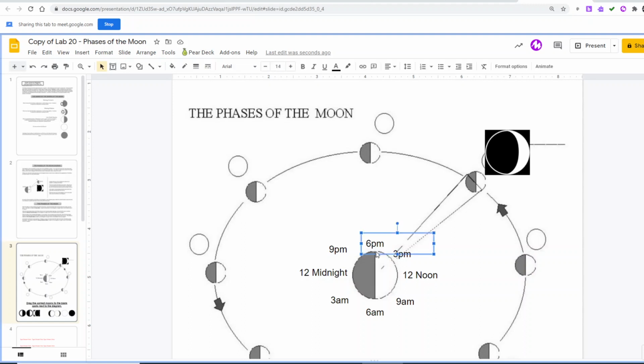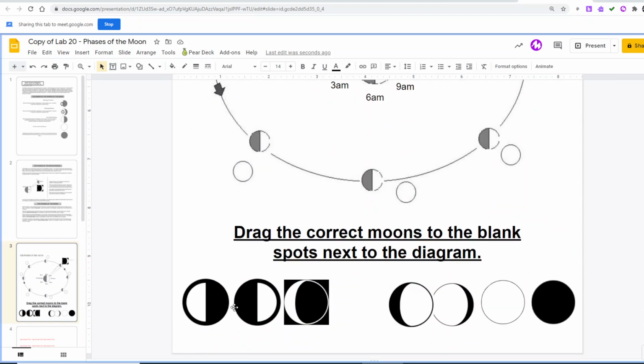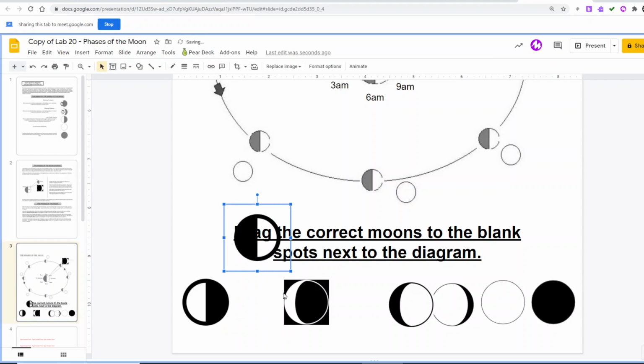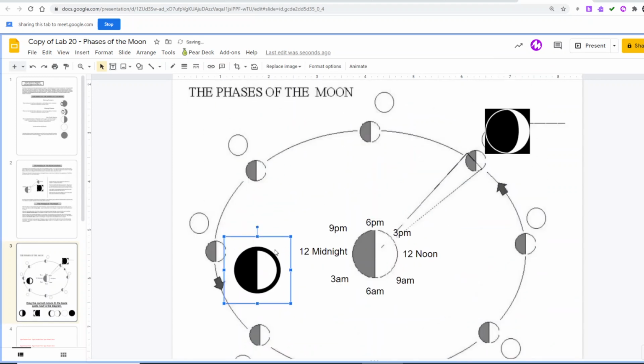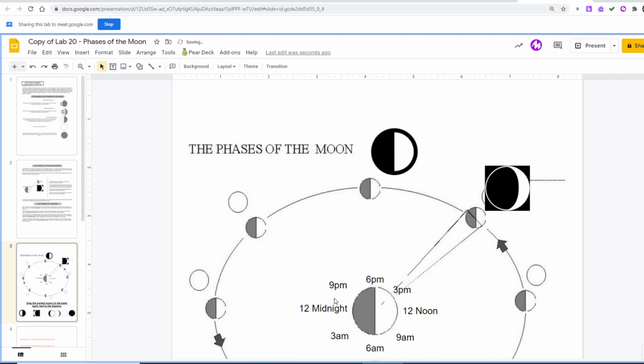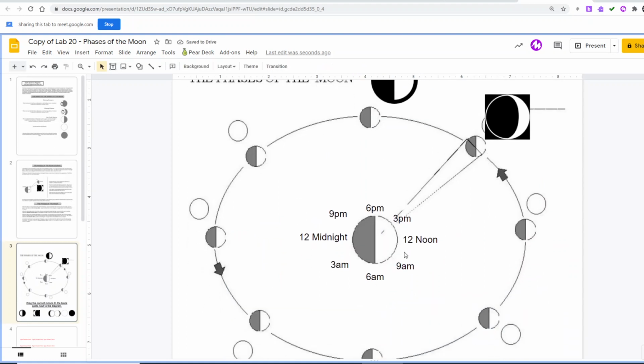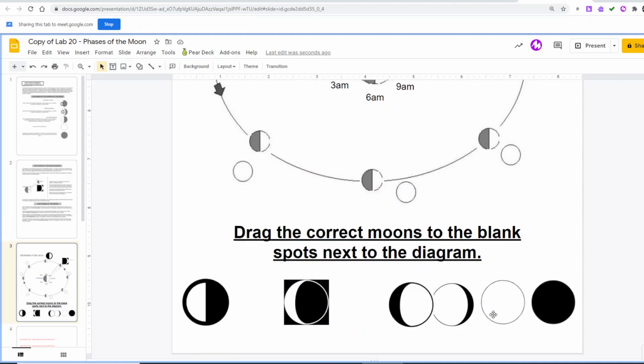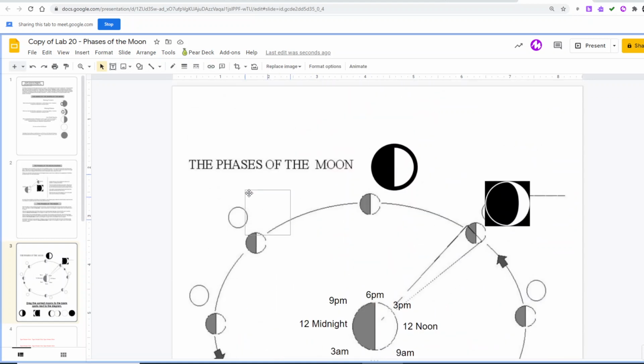If you were standing here at 6 p.m. and you looked straight up, you would see dark on the left and light on the right, 50-50. So we're going to take this guy, and I'm just sliding him up with the keyboard keys. There you go. And let's just continue doing this. So here, if you were at 9 p.m. and you looked up, a little sliver of dark on the left with lots of light on the right.